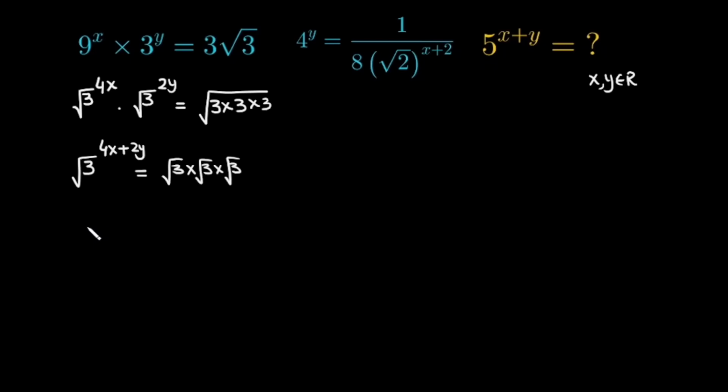So in the next step, this is √3 raised to the power 4x plus 2y equals √3 raised to the power 3. So bases are same, you can equate the exponent. So this implies that 4x plus 2y equals 3. So mark this equation number 1.